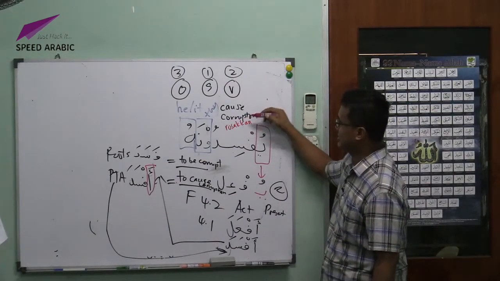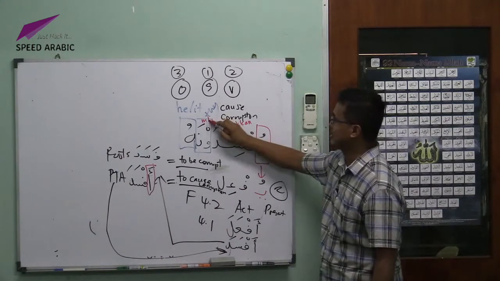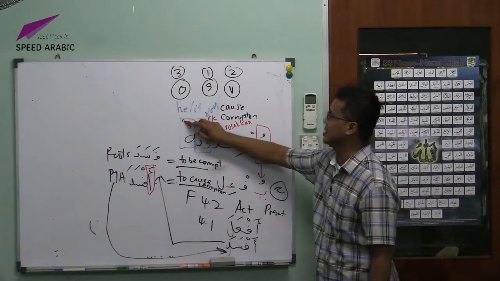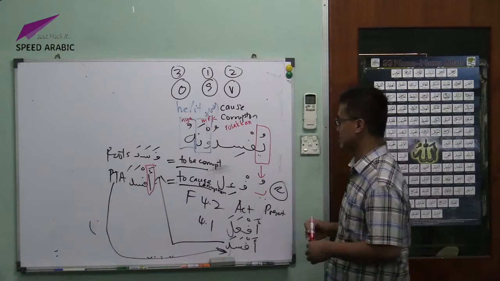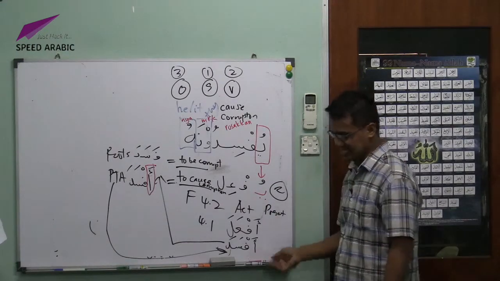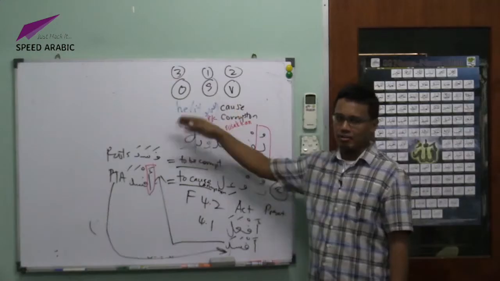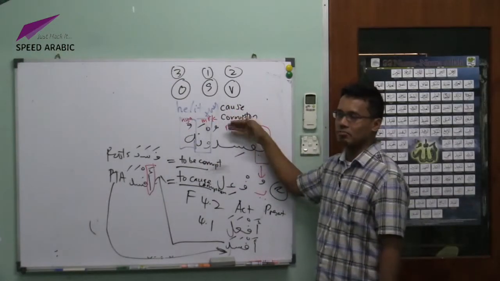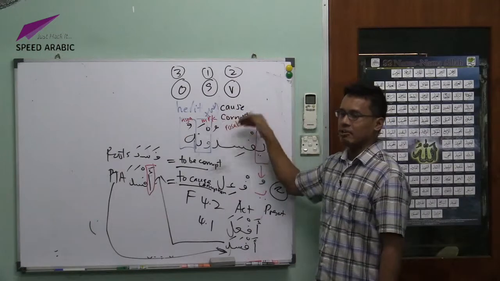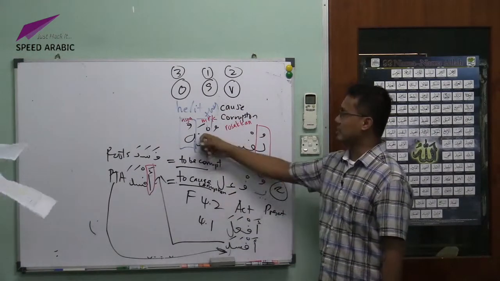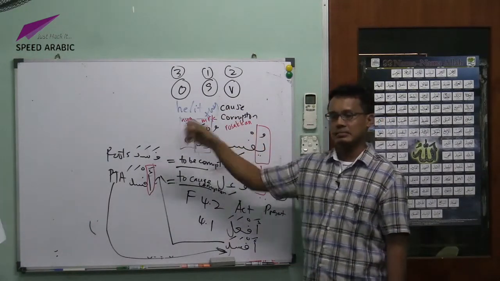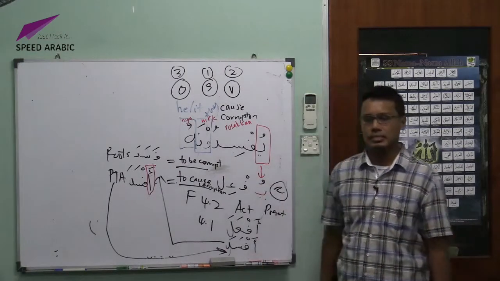Change to Malay. Actually, they are corrupting it. They are causing corruption to it. They are corrupting it. In Malay, mereka merosakkannya. Mereka merosakkannya.